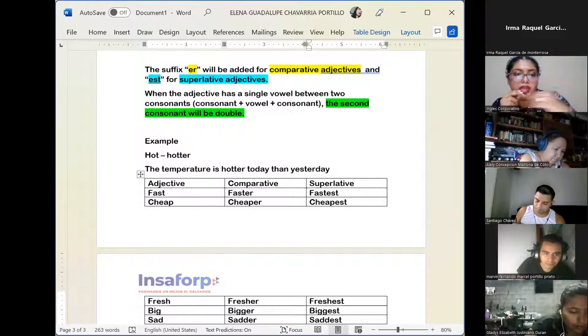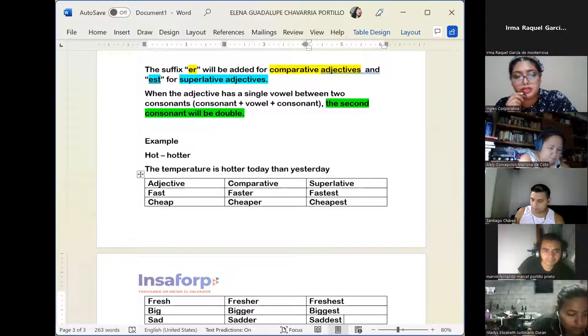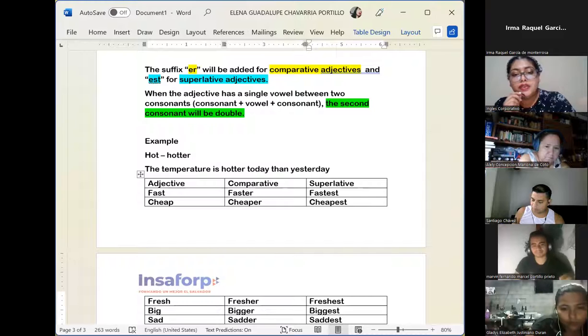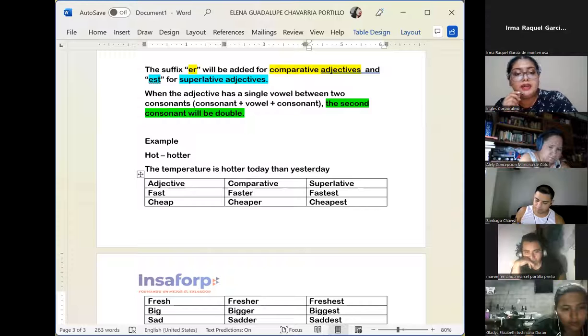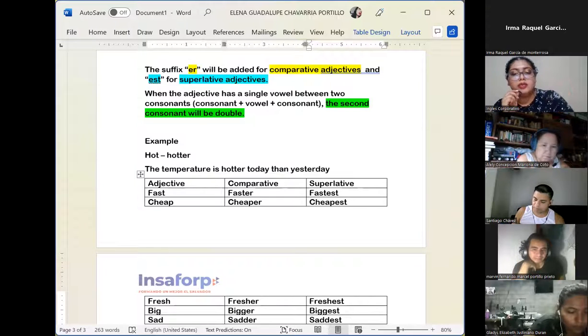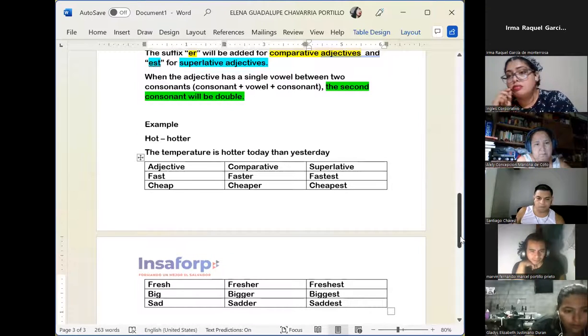So there we have the adjectives in the comparative and in the superlative form. We have fast, faster, and fastest. Cheap, cheaper, cheapest. Fresh, fresher, freshest. Big, bigger, biggest. Sad, sadder, and saddest. So in that case, we have the change that we can make with this kind of adjective: adding just the suffix. En este caso, cuando tenemos este tipo de adjetivos, solo le vamos a agregar los finales.